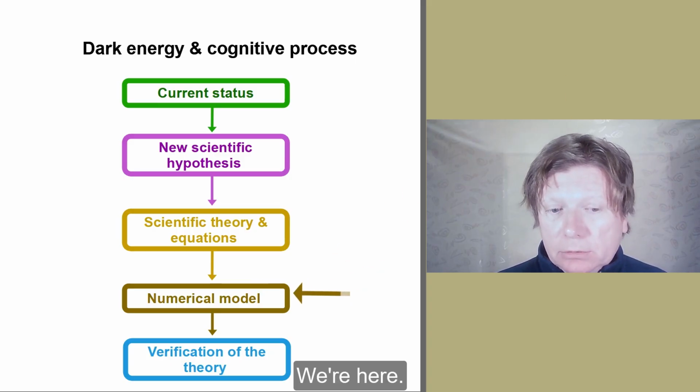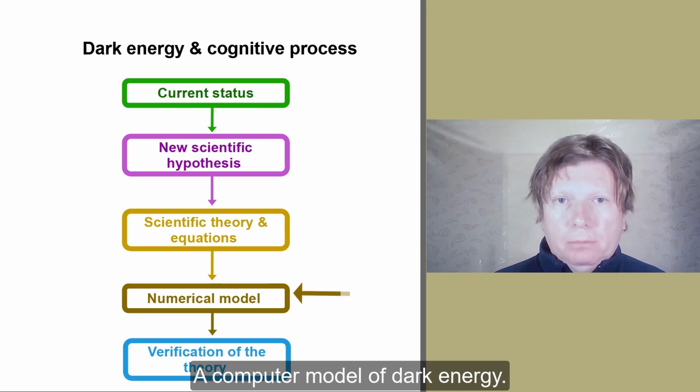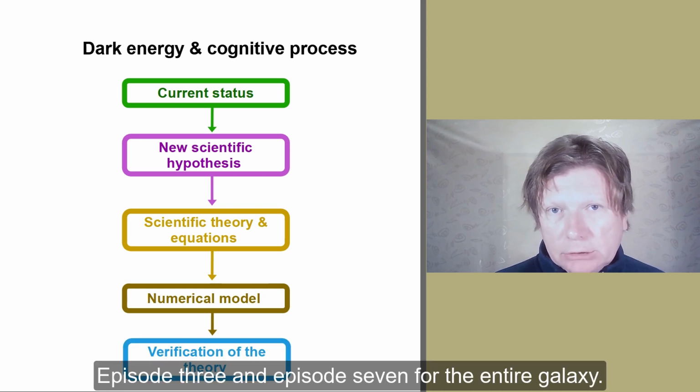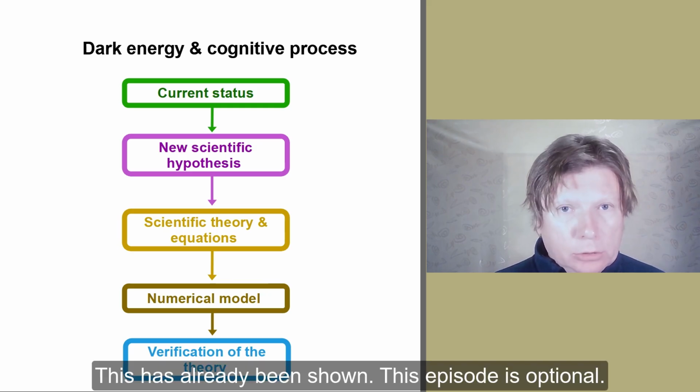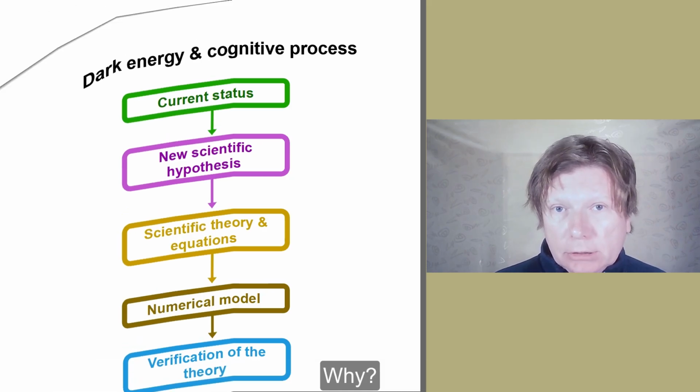We are here with a computer model of dark energy. The numerical model of dark energy has already been presented in Episode 3 and Episode 7 for the entire galaxy. This has already been shown. This episode is optional. Why?